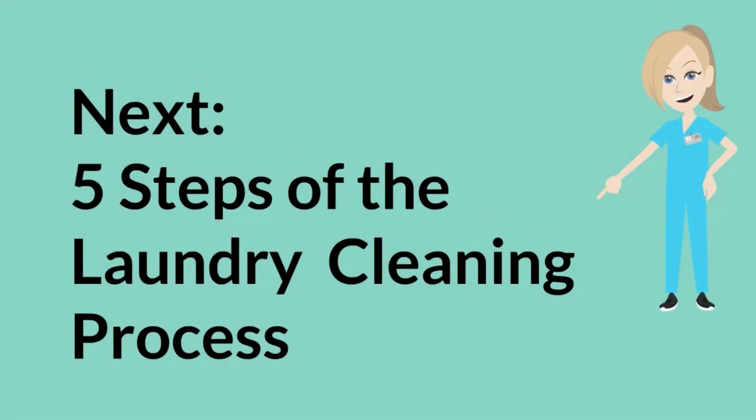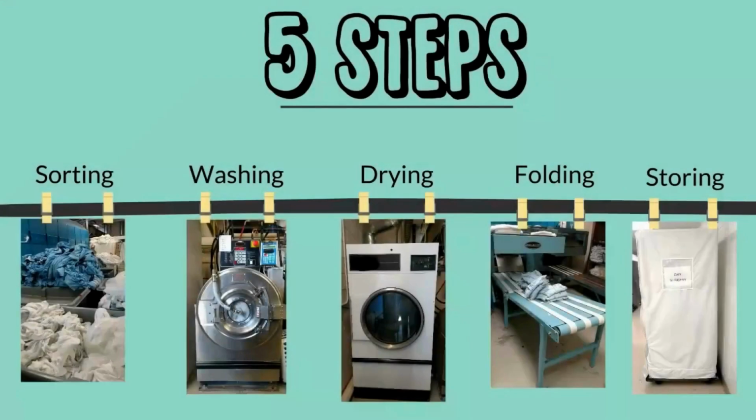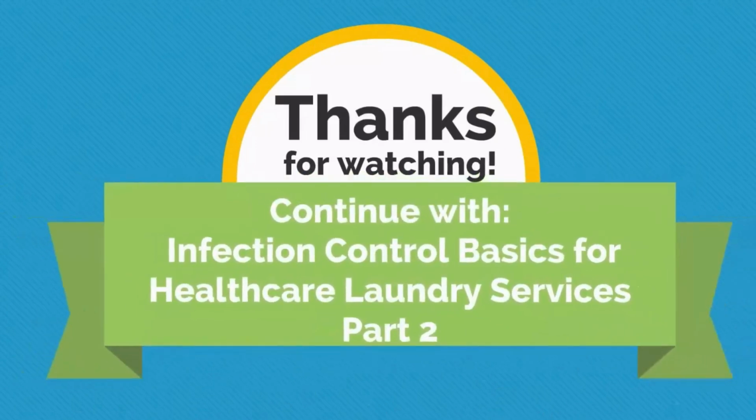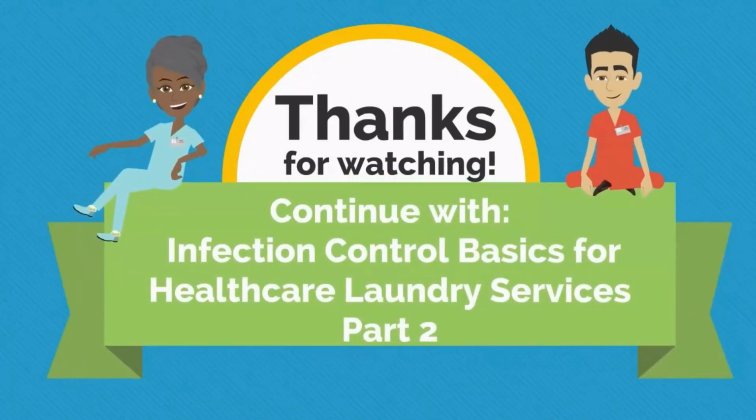There are 5 primary steps in the laundry cleaning process: sorting, washing, drying, folding, and storing. This combination of steps, when followed properly, makes the contaminated items safe for reuse. Now that you have an overview of the complete laundering process, watch the next video for details on how to properly follow each step.